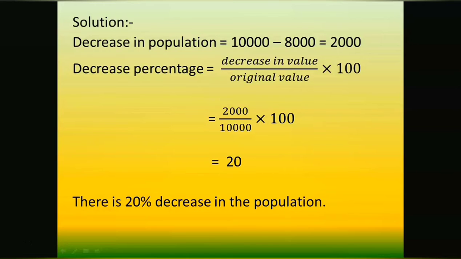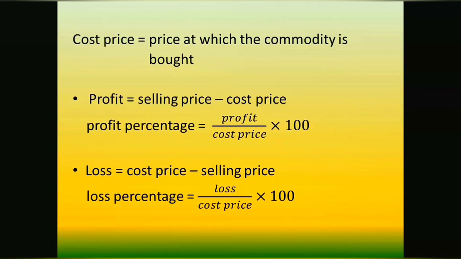A similar type of formula is also applied for profit and loss. So, profit is equal to selling price minus cost price, and profit percentage is profit divided by cost price into 100. Loss is equal to cost price minus selling price, and loss percentage is given by loss divided by cost price into 100. What does the cost price mean? Cost price means price at which the commodity is bought.